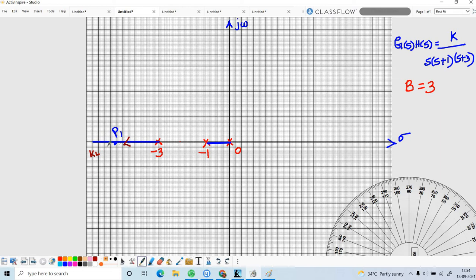Here one of the root locus branches is from K equal to 0 at the pole -3 to K equal to infinity. Next, find the other two root locus paths. See, the root locus path starts from open loop poles and ends at open loop zeros at infinity.